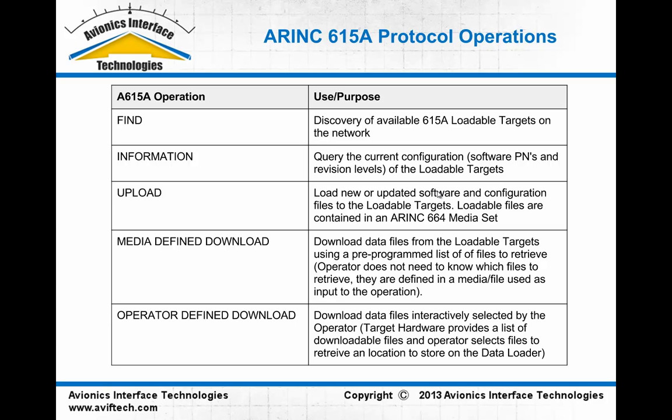The upload operation is used to load software and LRU-specific files from the data loader up to the LRU. The operations for how that is executed are also defined in 615A. And then the fourth category is the download category. This is the basic operation of retrieving logs and different types of files from a target LRU to a data loader. ARINC 615A defines basically two ways of doing this.